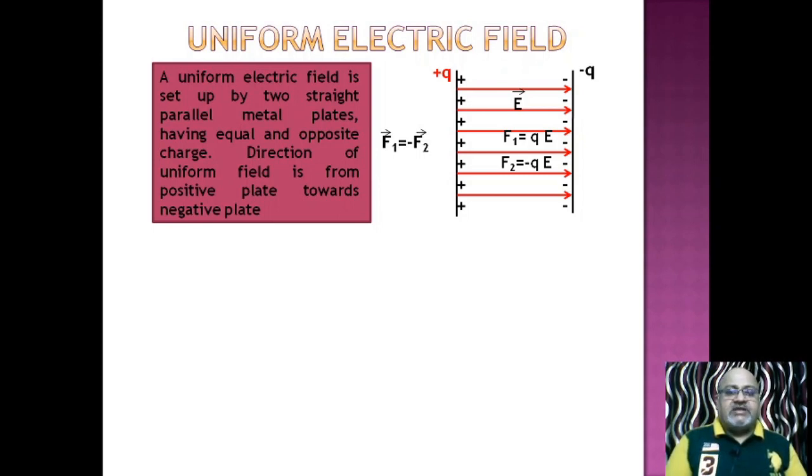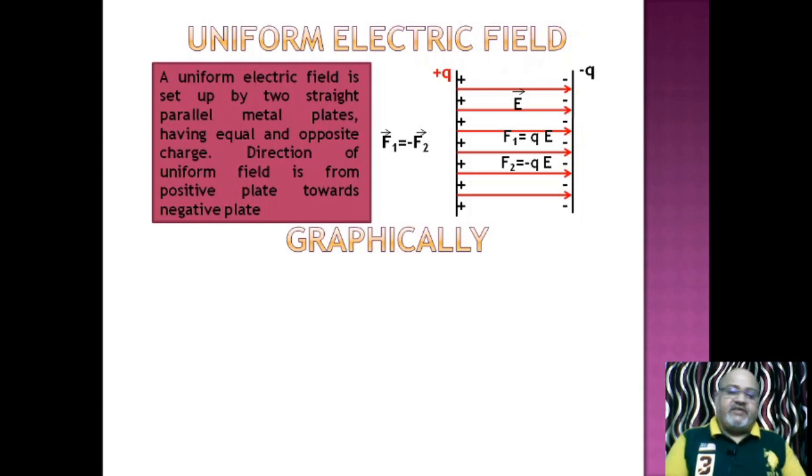So if you place a charge anywhere in this region, it will experience the same force. For example, if you place a positive charge at any point in this region, it will experience the same force. Same force means magnitude as well as direction will be the same, left to right. If you place a negative charge in this region, magnitude and direction will be the same at every point. Magnitude will be Q into E and direction will be right to left. This is a uniform electric field.